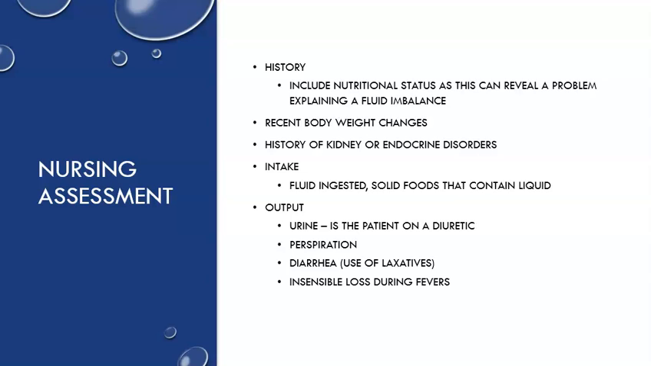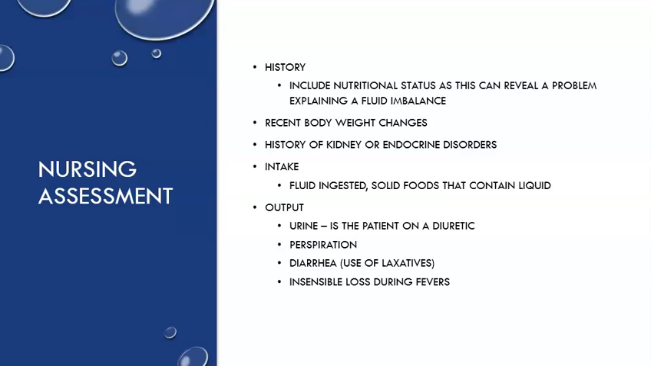When we go to assess these patients, first we need to start with their history. As with any patient that we are assessing, we need to know what's going on, what led up to this event. So we want to get their nutritional status. Are they eating the way they should? Are they drinking the way they should? Have they had recent body weight changes? Do they have any kidney or endocrine disorders? Or even a history of such?